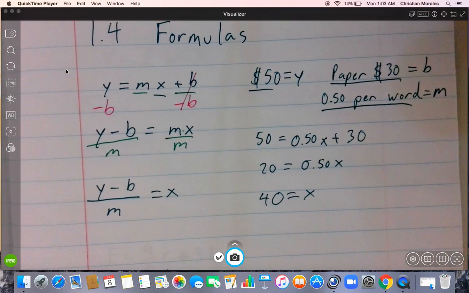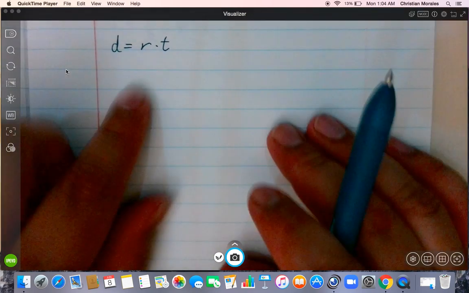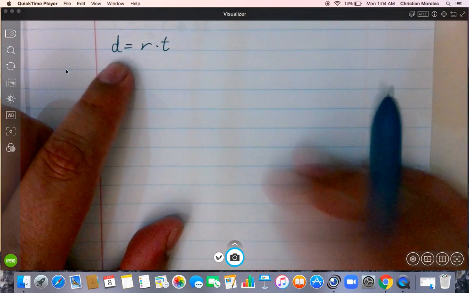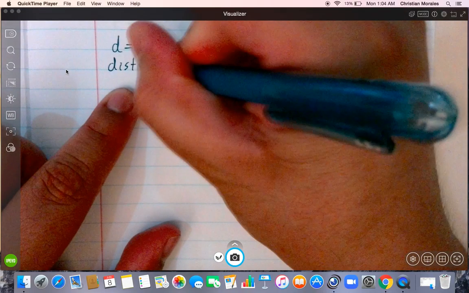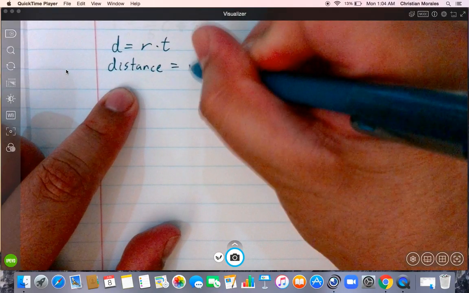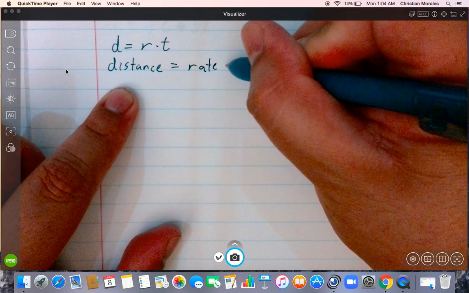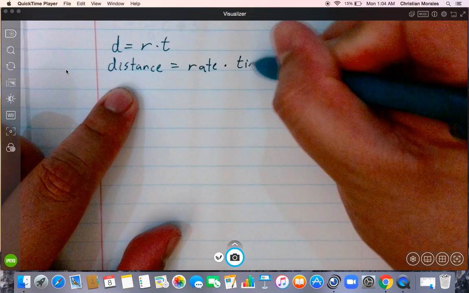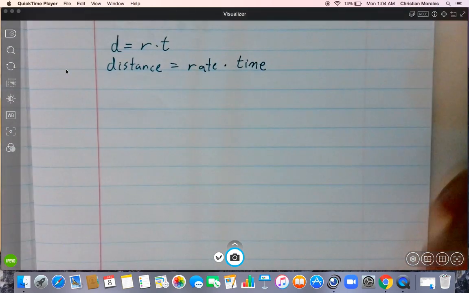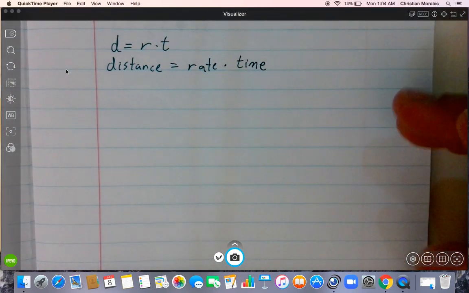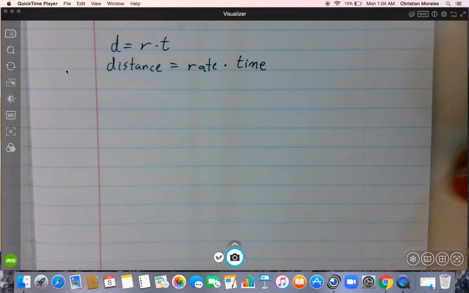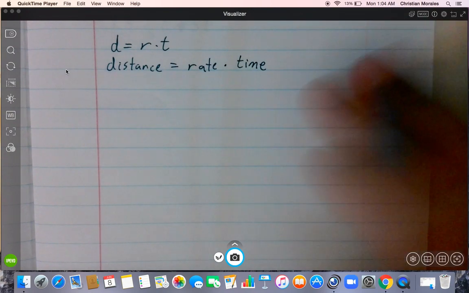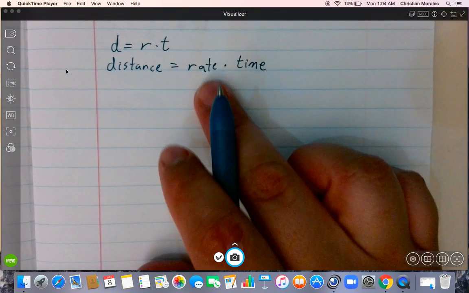All right, so here's another formula. This is called the distance formula. Okay? Now the distance formula is pretty straightforward. So you have distance equals the rate of speed, or the rate of change, multiplied by time. Now, it doesn't always have to be speed. It can be how fast something is growing, how fast something is moving, how fast someone is doing something, just the rate of growth or the rate of change, okay?